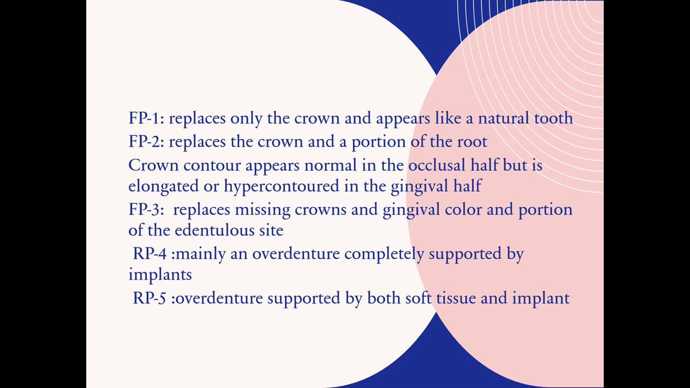FP2 replaces the crown and a portion of the root, and crown contour appears normal in the occlusal half, but it's elongated or hypercontoured in the gingival half. Again, FP3 replaces missing crowns and gingival color and portion of the edentulous site. And RP4, mainly it's an overdenture completely supported by implants. RP5, it's an overdenture supported by both soft tissue and implant. Now let's see in detail.